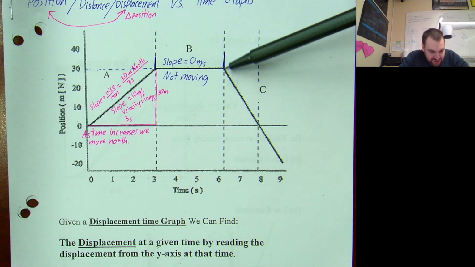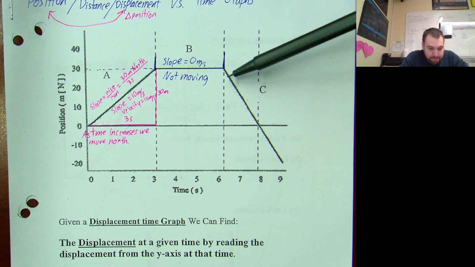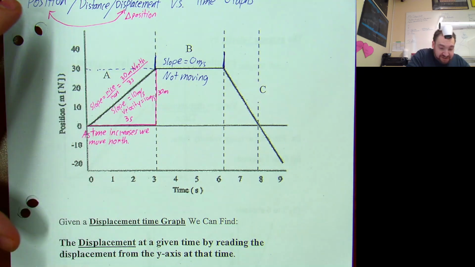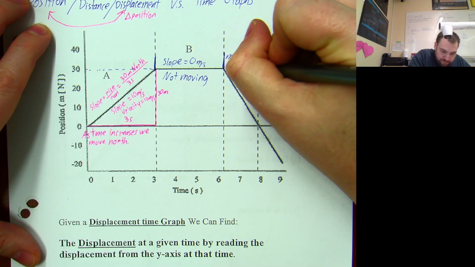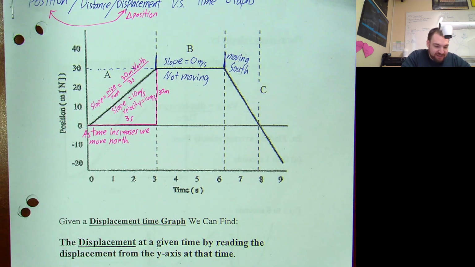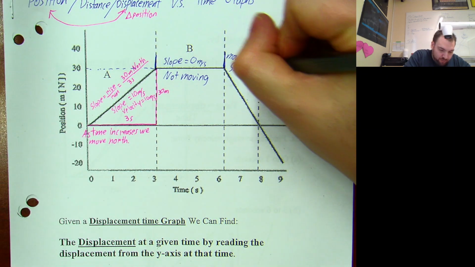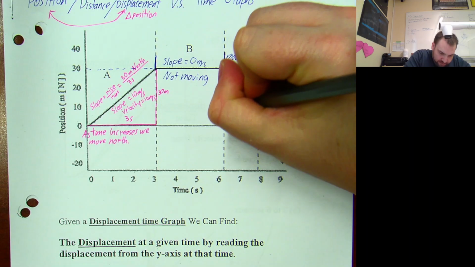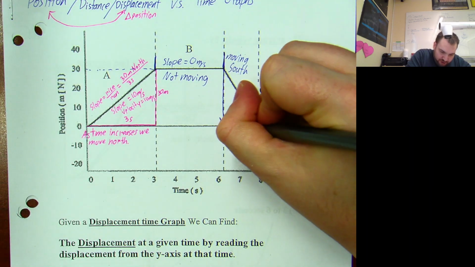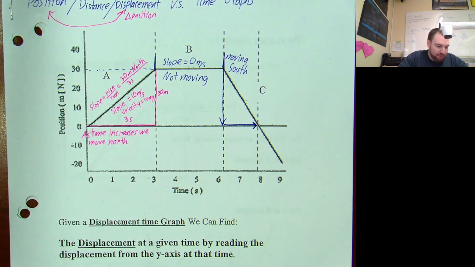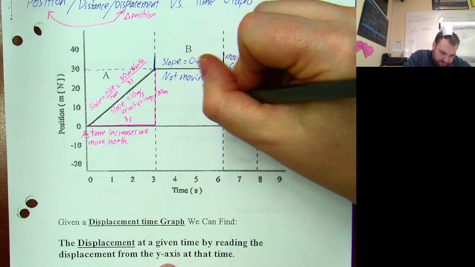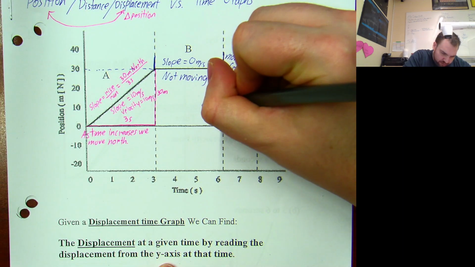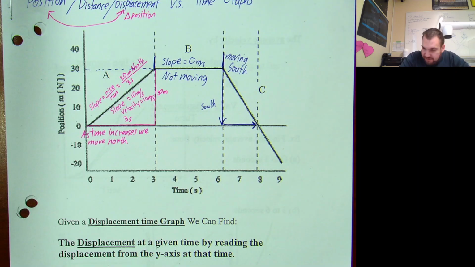Talk to me about this next chunk here. What's going on in this section of the graph? Moving south. How do you know? Because instead of a rise, we're dropping, we're rising negatively. And we were told that the positive direction was north. So if we're going this way, that's heading south. Cool. Can you be more specific, Tristan?